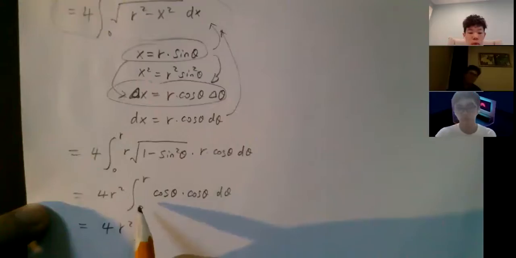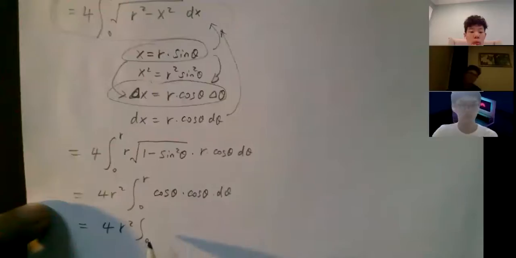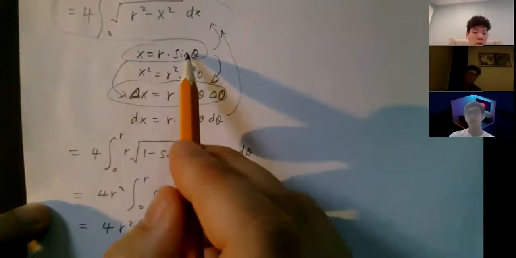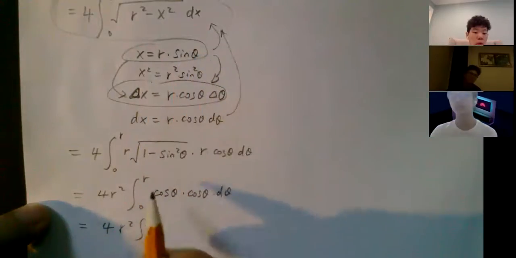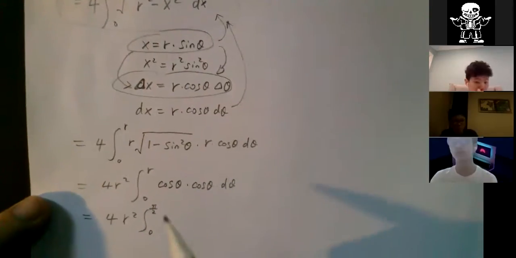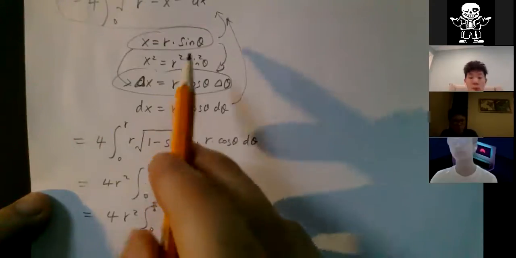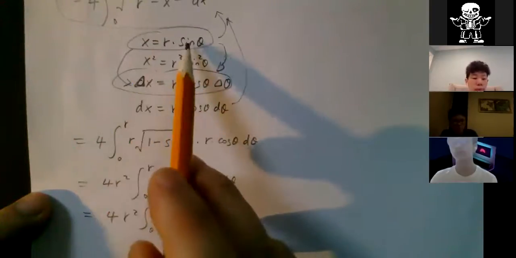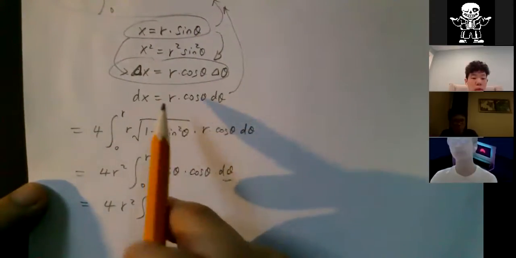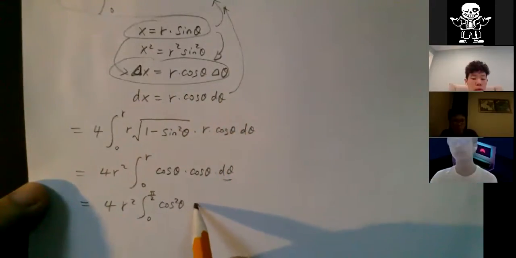So for x equal to 0, theta equals 0 angle. For x equal to r, sine theta equals 1, which really means theta is pi over 2, right? Sine 90 degrees is 1, sine pi over 2 is 1. So that translates from x to theta, because now we are integrating over theta. We already changed from integral x to integral theta. So this one becomes cosine squared theta d theta.